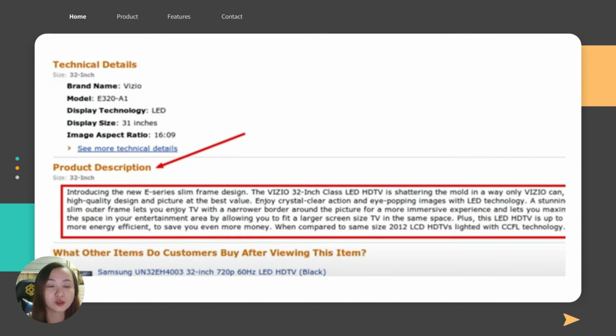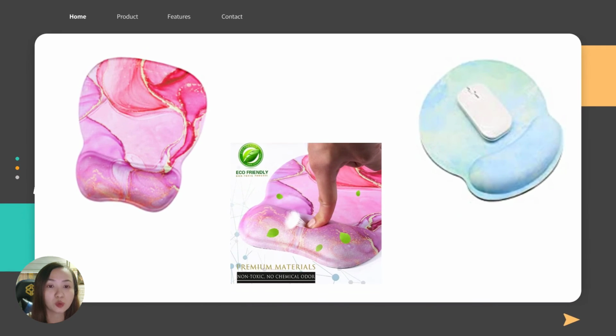Now, let's go to the images. Here are some examples of images that you will encounter on Amazon. Images should have a white backdrop and have a resolution of 1000 pixels or higher. To make the most of the limited number of images available, include the main image, infographics, and lifestyle photographs.